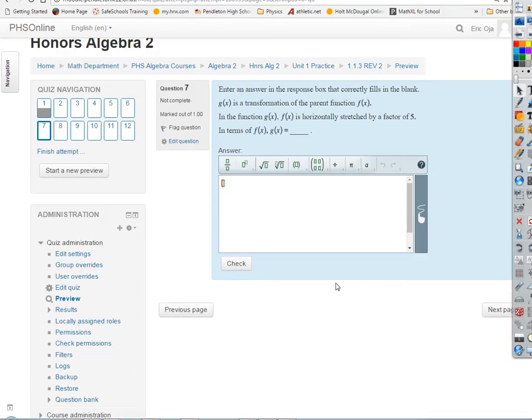Okay, now what about this? This time we want to horizontally stretch by a factor of 5. Okay, so that means that we're going to multiply x by the reciprocal of 5. Because it's a 1 over b, remember, in our template. So we're going to get f of, let's put that in parentheses, f of 1/5 x.